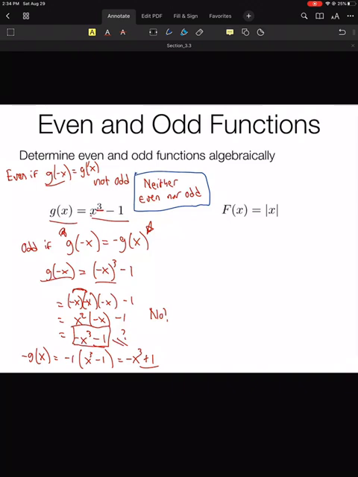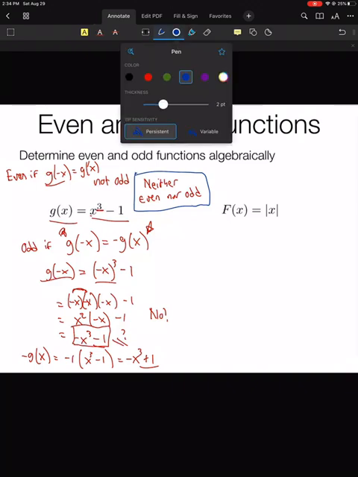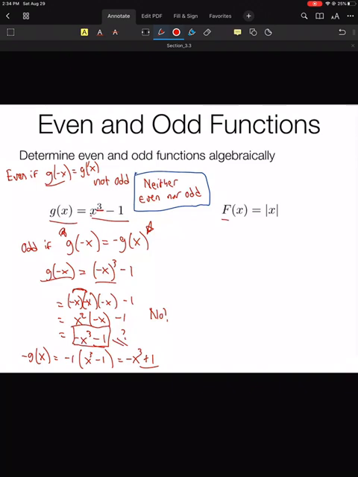Now we'll move on to the second example. F of x equals, capital F, but it really doesn't matter, they're just letters out in front, is this. Hopefully you've seen this before. It is the absolute value of x, and what the absolute value function does is it turns everything positive. So if you have a negative number, it's just going to get rid of the negative sign and make it the positive of that same number.